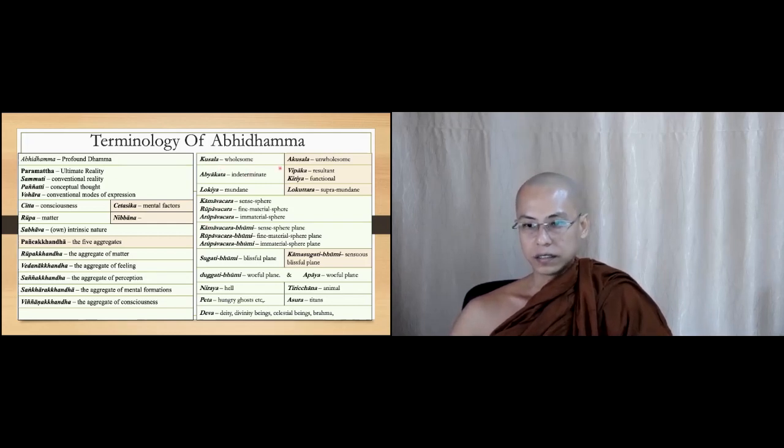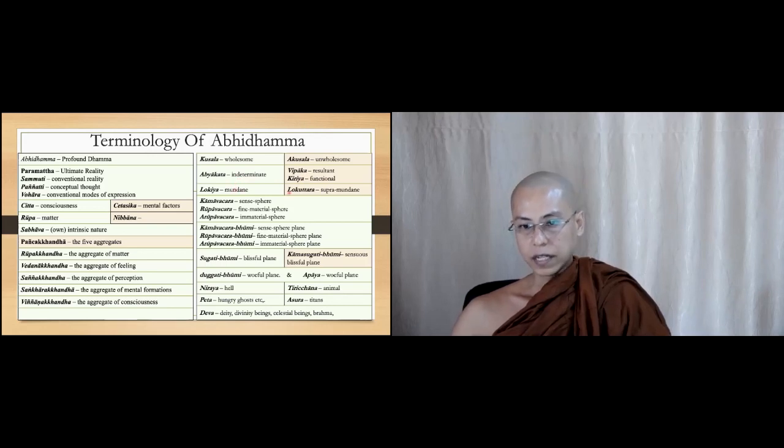So here we already talked about kusala, akusala. Kusala is wholesome and akusala is unwholesome. Here you see the prefix a changes the meaning to the opposite. So kusala and akusala. In this way, you will find in many usages that the word a changes the meaning to the opposite. And abyakata, indeterminate. Abyakata refers to vipaka and kriya. Vipaka is resultant and kriya is functional.